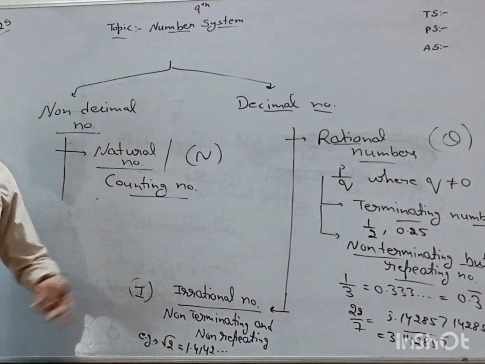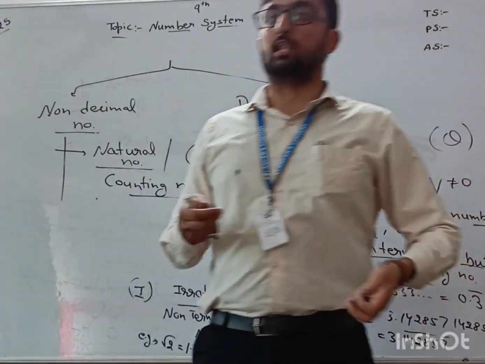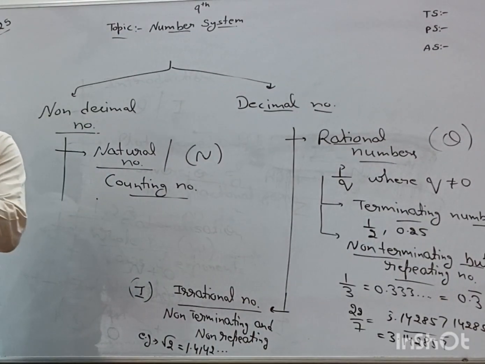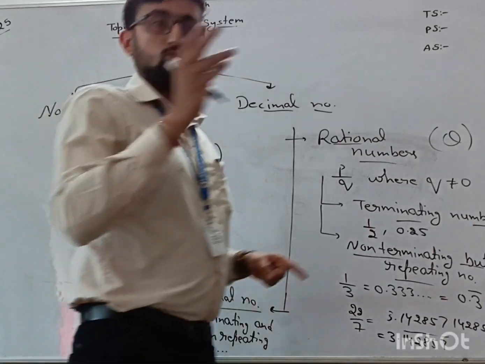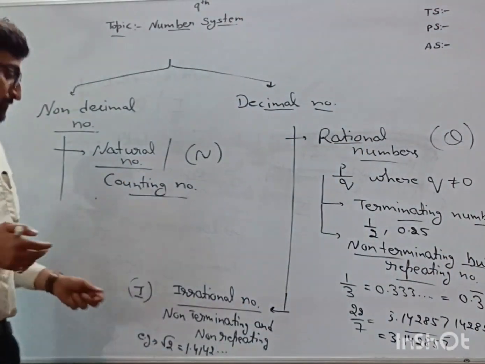Some more examples for irrational numbers. Class, you tell me some more examples for irrational numbers. Some more examples are root 3, root 5, all those prime numbers which are under root are known as irrational numbers. Root 3, root 5, root 11, root 13, these all are examples of irrational numbers.